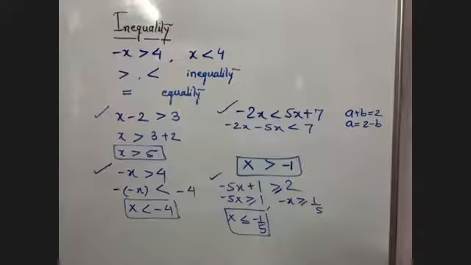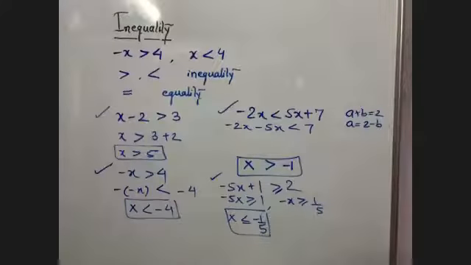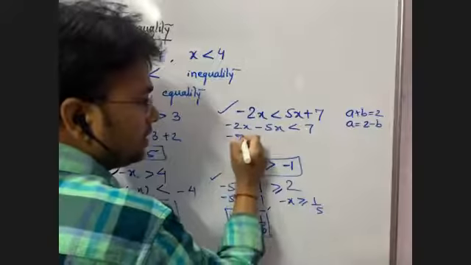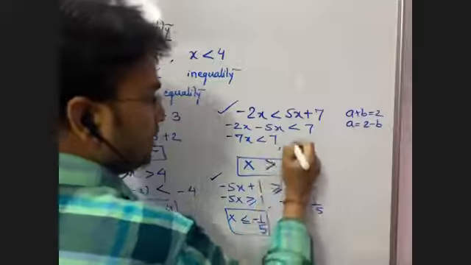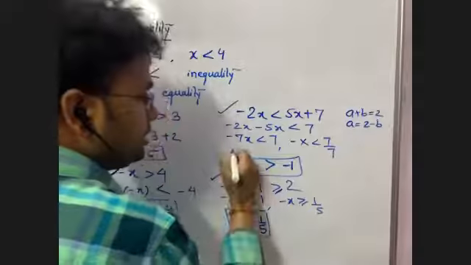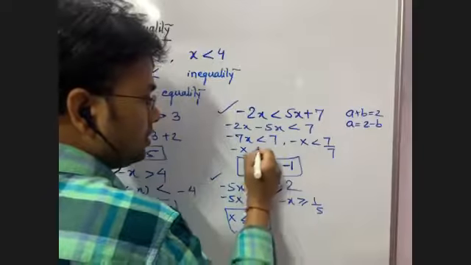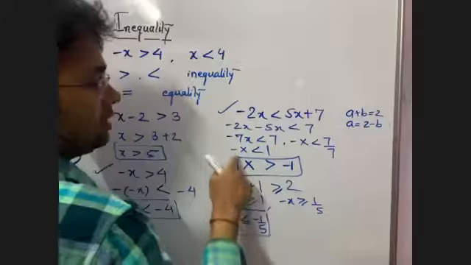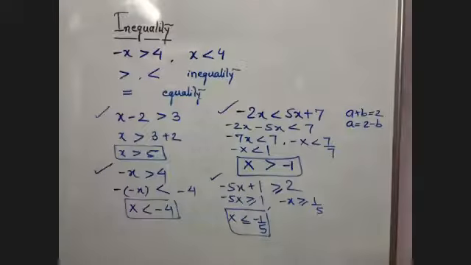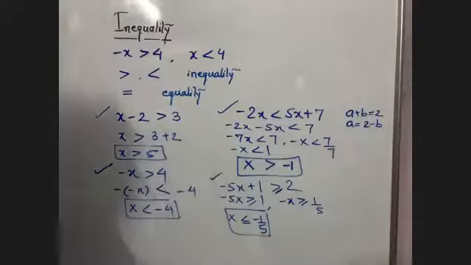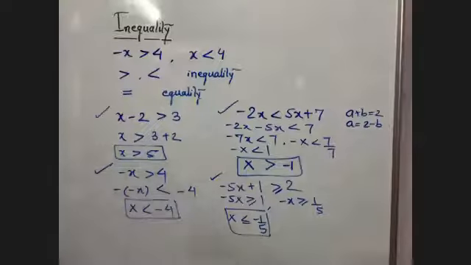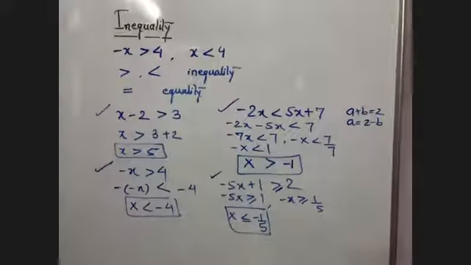Got this? Yeah, Navya, good morning, beta. Just like that, I've taken 5x to the left side and written this, and it will become minus 7x is less than 7. I'm dividing by 7. Minus x is less than 7 upon 7, it means minus x is less than 1. Then I'm multiplying by a negative sign and it will reverse. Just listen to my words: on multiplying by a negative sign, it will reverse the inequality. I hope it is clear to everybody.